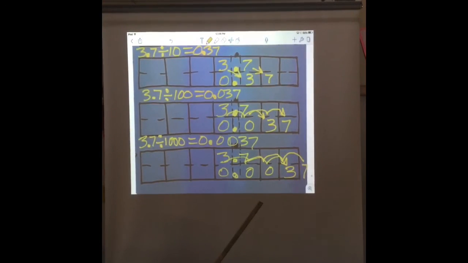Let's just recap real quick. If we are multiplying, we're going to shift to the left. And if we're dividing, we're shifting to the right. Good job, you guys.